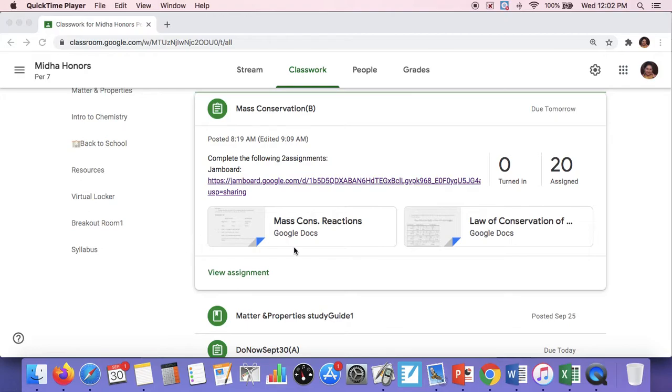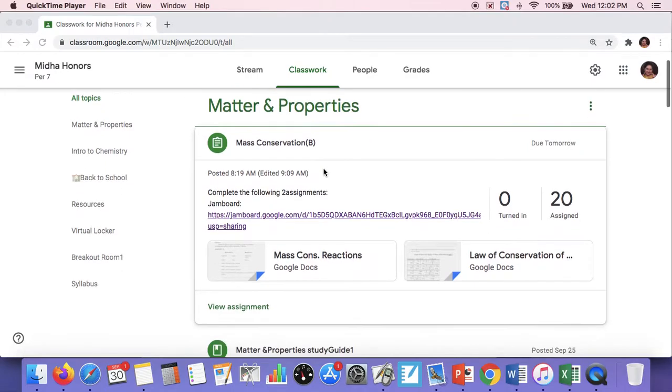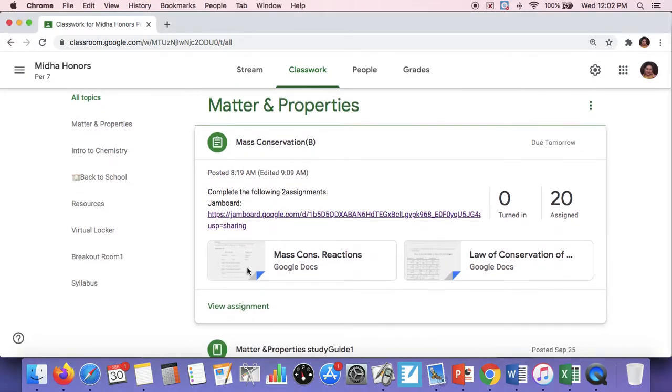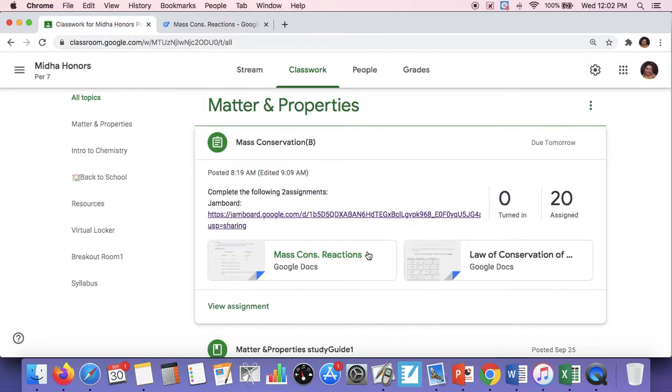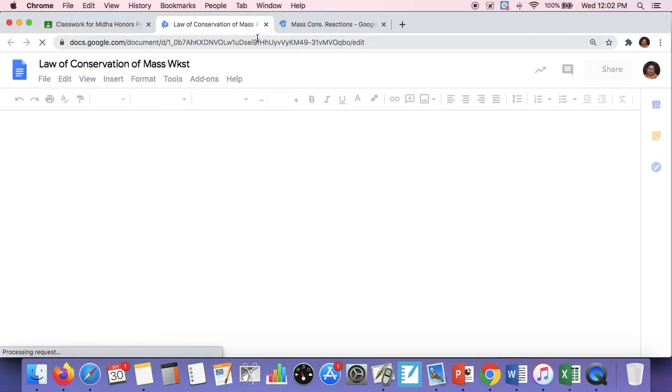I'm going to teach you how to do the problems on this assignment, which is on September 30th, Mass Conservation Part B. So we have these two documents. The first one says mass conservation reactions, and the other one is the law of mass conservation. So these are two different documents that are coming up.